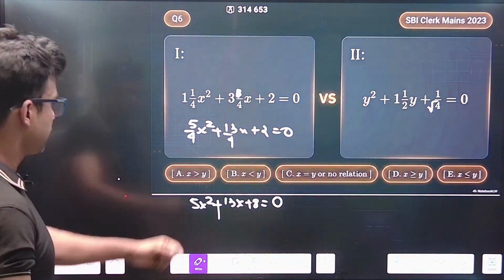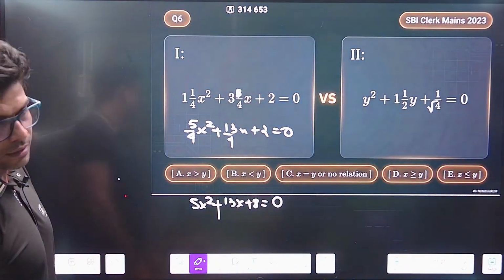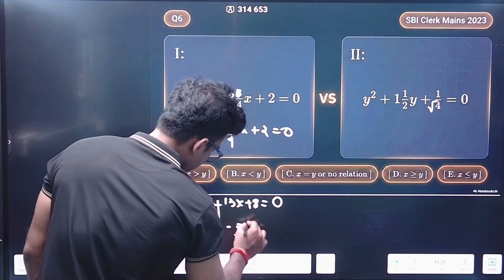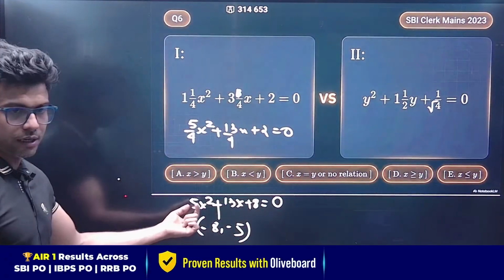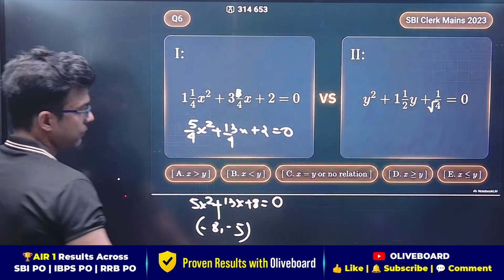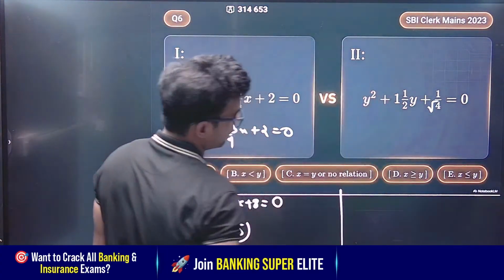Now 8 5s are 40, minus 8 and minus 5, correct? But don't forget you have a coefficient of x square also. Coefficient of x square is 5. Just wait, because here also you are having a coefficient.